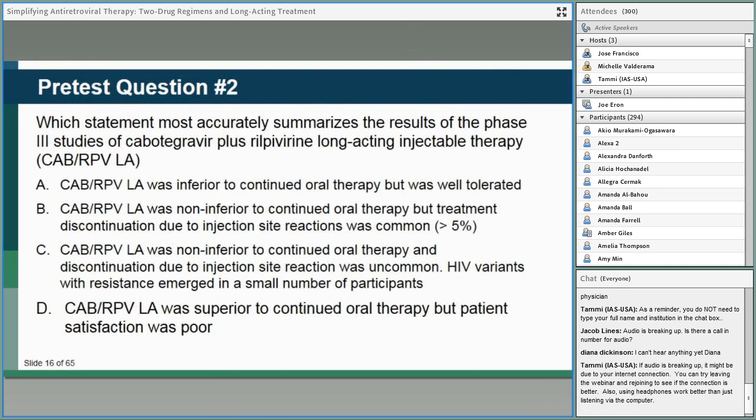Our second pretest question is: which statement below most accurately summarizes the results of the phase 3 studies of cabotegravir plus rilpivirine long-acting therapy? Choice A is cabotegravir rilpivirine long-acting was inferior to continued oral therapy. Choice B was cab rilpivirine long-acting was non-inferior to continued oral therapy, but there was discontinuation due to injection site reactions in up to greater than 5%. C is the combination long-acting was non-inferior to oral therapy, and discontinuation due to injection site reactions was uncommon, but HIV resistance emerged in a small number of patients. And then choice D, cab rilpivirine was superior to continued oral therapy, but patient satisfaction was poor.